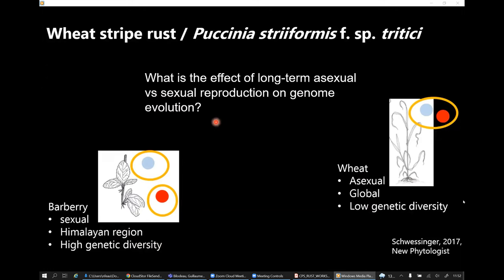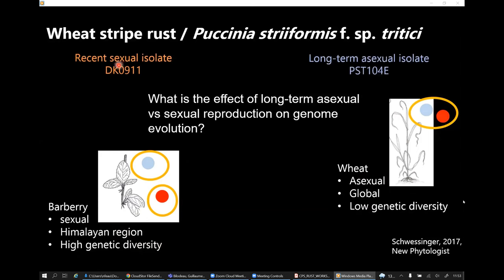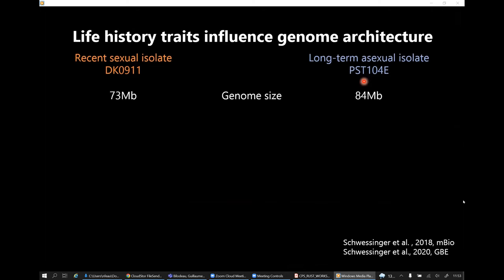So what is the effect of long-term asexual versus sexual reproduction on genome evolution? That's a question we asked in a couple of recent studies within stripe rust. We looked at a recent sexual isolate, DK0911, and then at a long-term asexual isolate, which is in blue, PST104. All right. So what were the inferences?